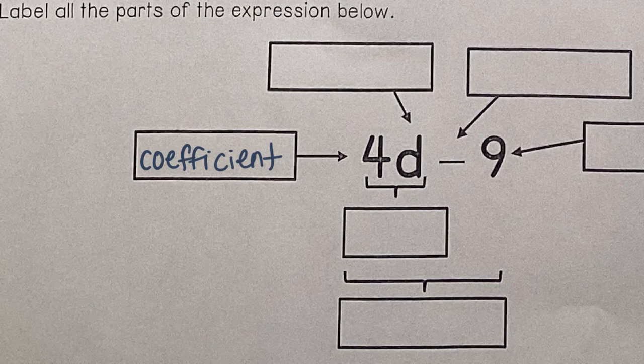Again, it's the number that's attached to your letter, your variable. Now, I know that this is a lot of new vocab and a lot of new words here, but just bear with me. The number that's attached to your letter is your coefficient. The letter that's in your expression is called your variable. Together, those are called a term.